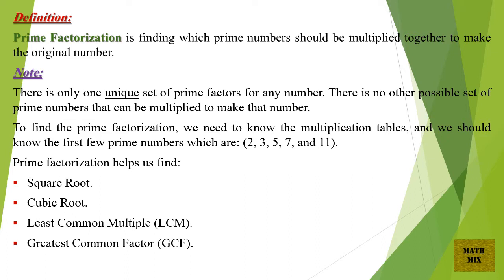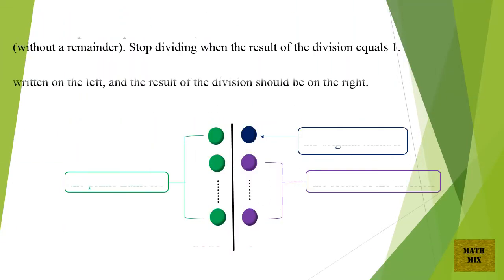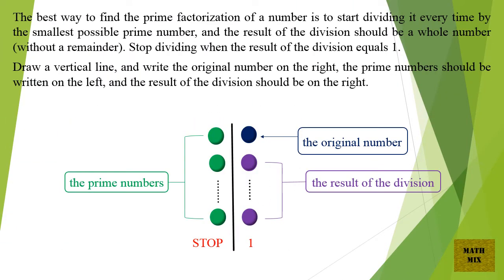To find the prime factorization, we need to know the multiplication tables, and we should know the first few prime numbers, which are 2, 3, 5, 7, and 11. Prime factorization helps us find the square root, the cubic root, the least common multiple, or LCM, and the greatest common factor, or GCF.